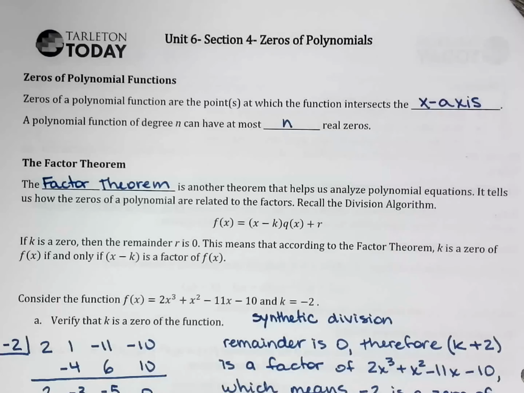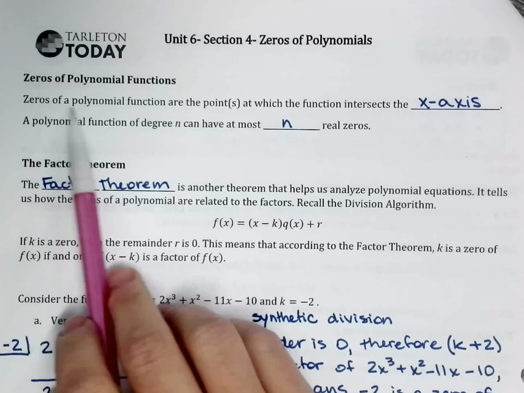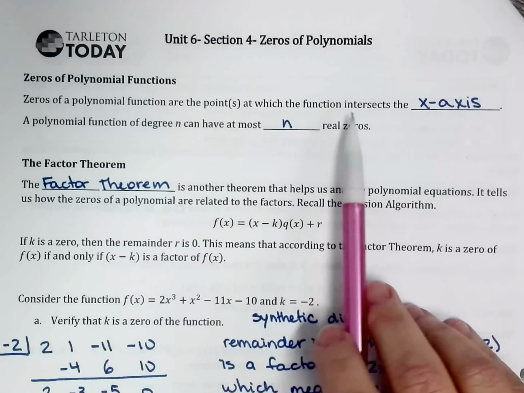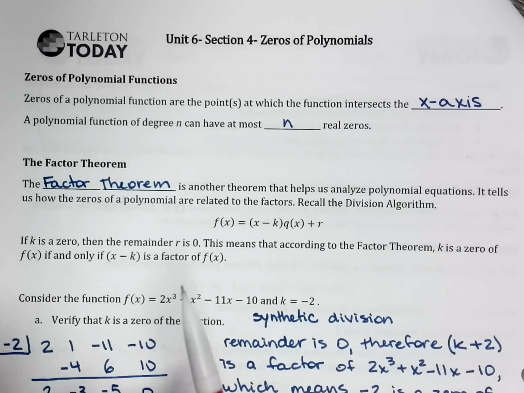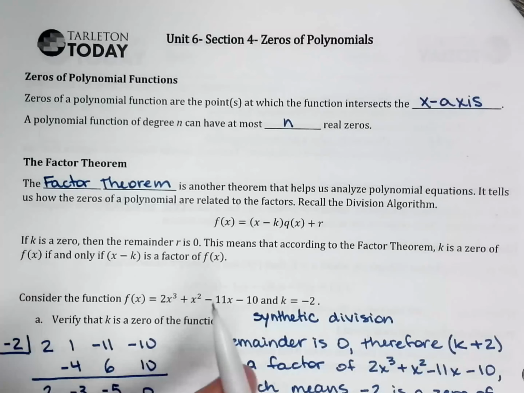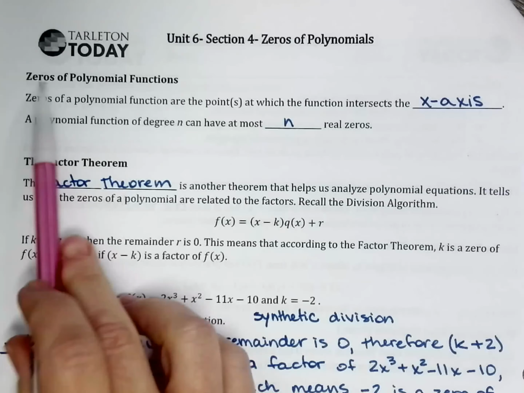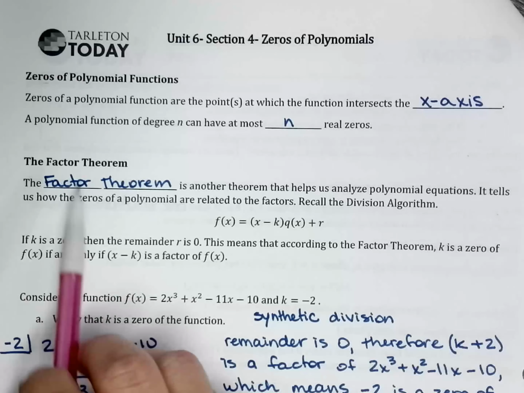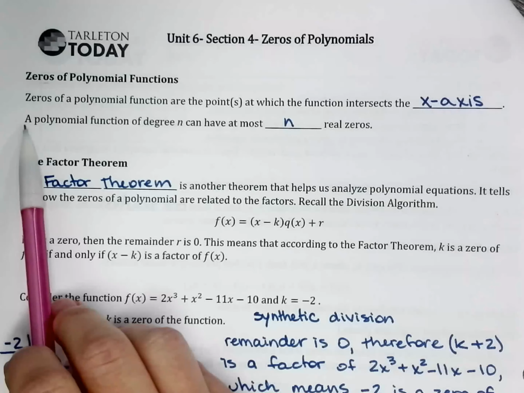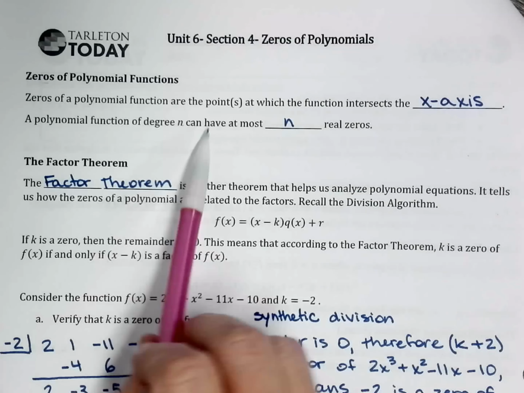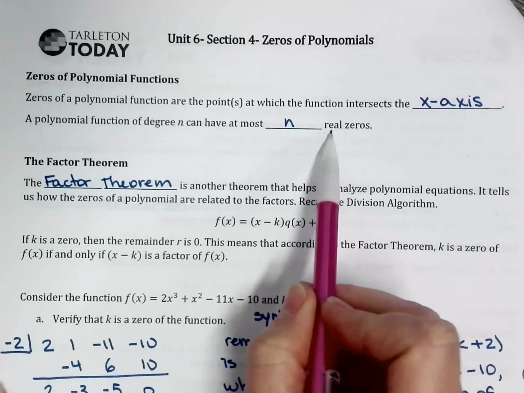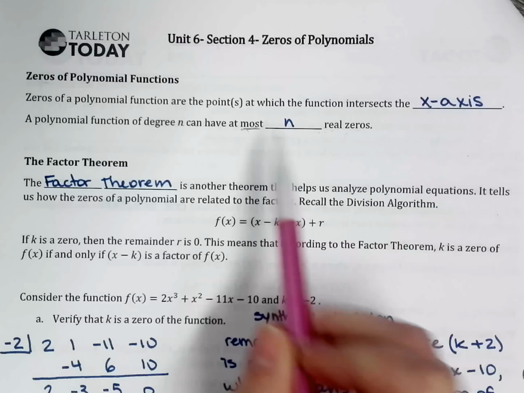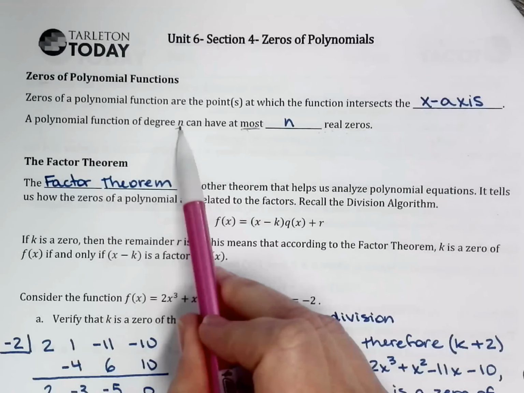For page 2, I have the zeros of polynomial functions. Zeros of a polynomial function are the points at which the function intersects the x-axis. We already knew that. Sometimes you're going to see it asked as: what is the solution? What are the roots? What are the zeros? They can use all those 3 words to ask for the same type of answer, or x-intercept, all that. A polynomial function of degree n can have at most n real zeros. So the number is at most, so be careful with that, okay? It could always be less than that, but not more than the degree of that polynomial.